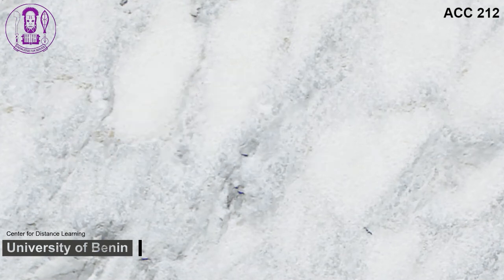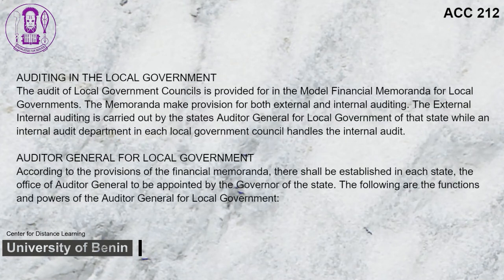Auditing in the local government. The audit of local government councils is provided for in the Model Financial Memoranda for Local Governments. The memoranda make provision for both external and internal auditing. External auditing is carried out by the state's Auditor General for the local government of that state, while an internal audit department in each local government council handles the internal audit.